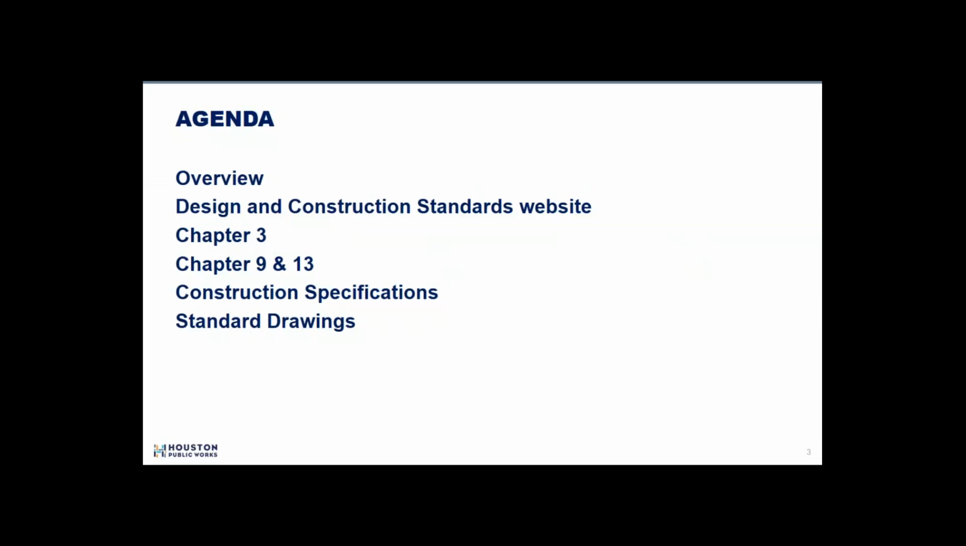Today, we're going to touch on major changes to the IDM and its associated documents. We will begin with an overview, discuss the city's design and construction standards website, and roll into chapter 3. After this, the city engineer, Joe Myers, will present on the changes to chapters 9 and 13, followed by Jamie Reddick's presentation on the construction specifications and standard drawings. Before we get going, again, make sure all mics are muted. We're going to jump into an overview of the review cycle and how that has operated this last year.